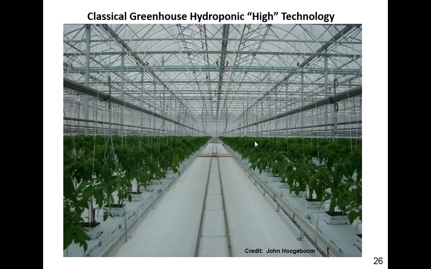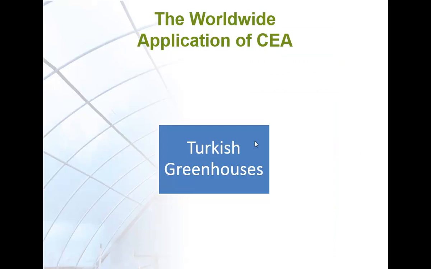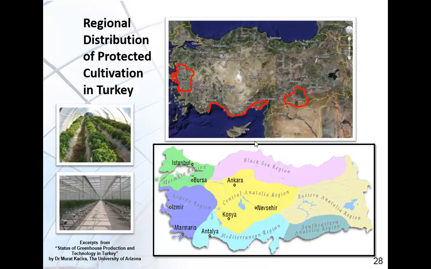A classic, typical design used around the world, having been marketed very well by the Dutch high technology greenhouse and hydroponic producers. Turkish greenhouse. These locations are shown here in the Mediterranean region with high technology, as well as the lower technology greenhouses grown directly in the soil, as is indicated in the pictures on the left.